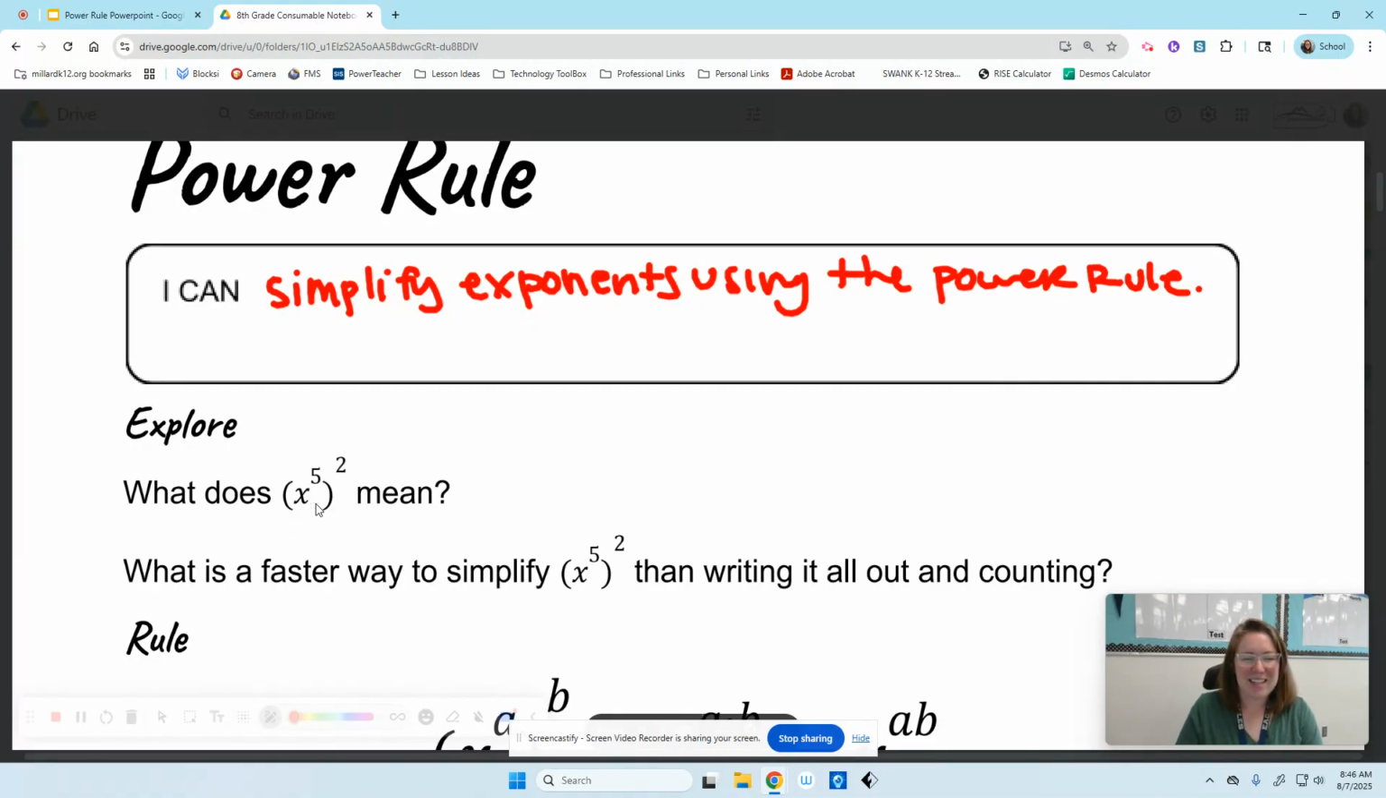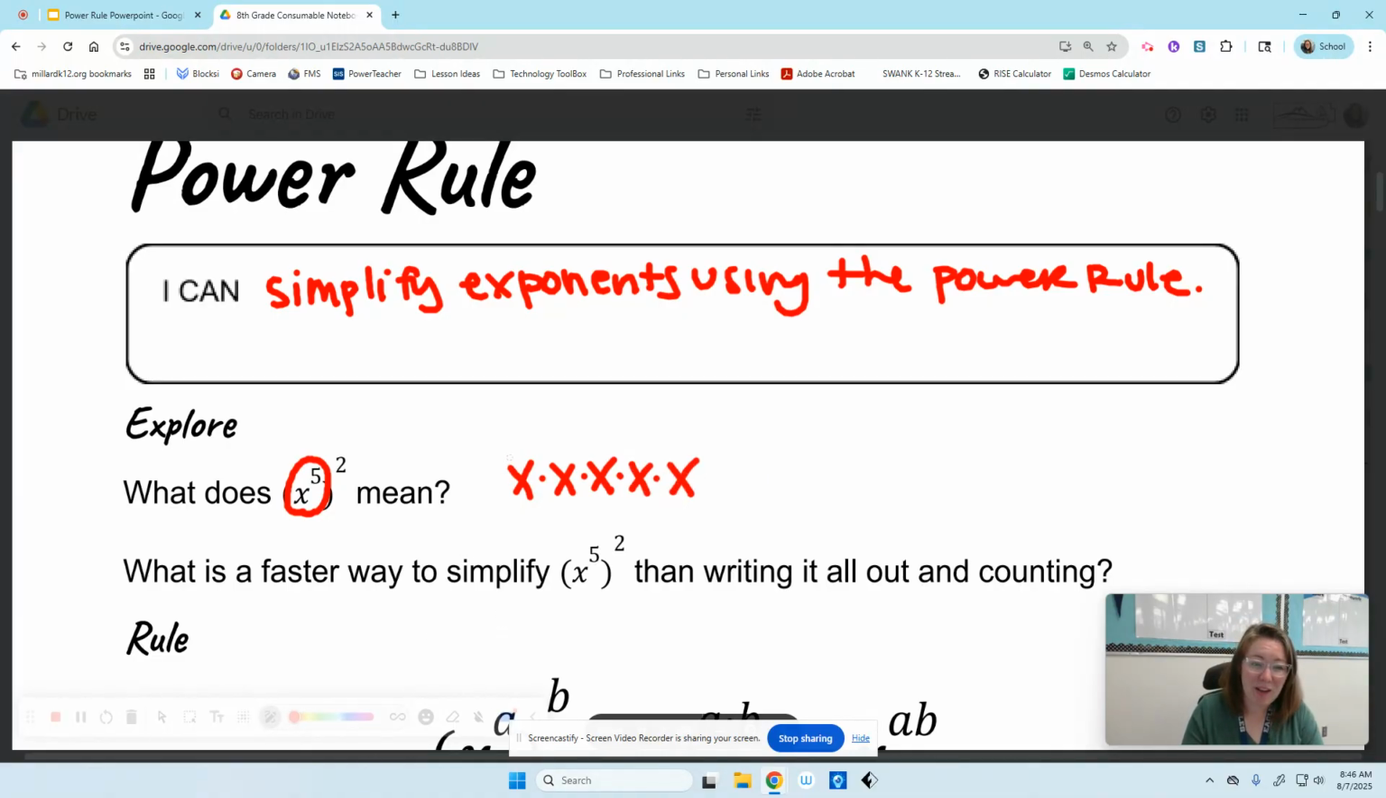Okay, what does (x^5)^2 mean? There are a couple of different ways to think about this. I am going to show you one way, but if you're like, Miss Freeman, I thought of a different way and it still got the same answer, that's awesome. That is fantastic. I love it. I'm going to look just inside my parentheses first and think about what x to the 5th means. It means 1, 2, 3, 4, 5.